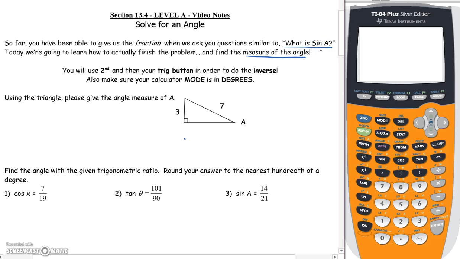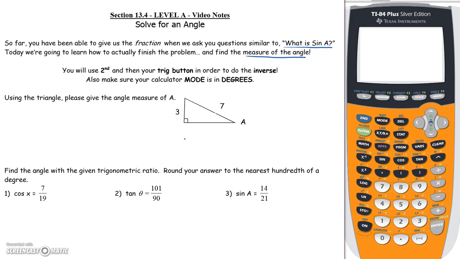We've so far used buttons like sine, cosine, and tangent on our calculator. Today we're going to use sine inverse, which you can see written in blue, cosine inverse, and tangent inverse. And I'll show you what buttons to press in order to get those.